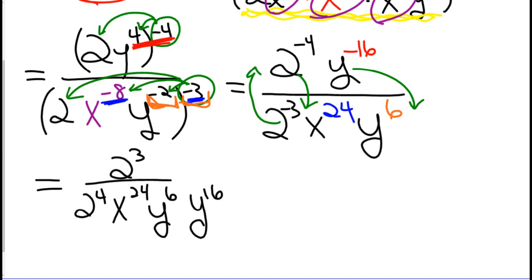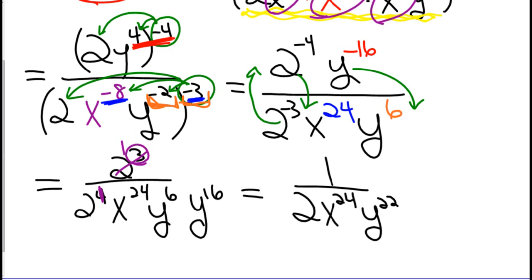I look at it and see, all right, this is 2 to the 3rd, so that kind of is just going to be a 1 because I've got a 3 here and a 4 there, so that becomes 2 to the 1st. I don't know if that's the best way to look at it. You can always simplify it out. Okay, so my final answer is going to be 1 over 2 x to the 24th, y to the 22nd. And that should be it.